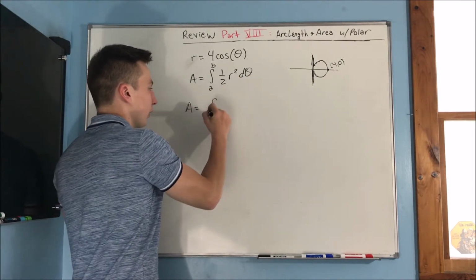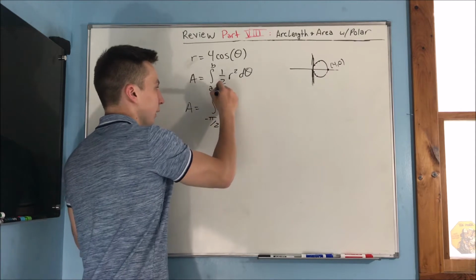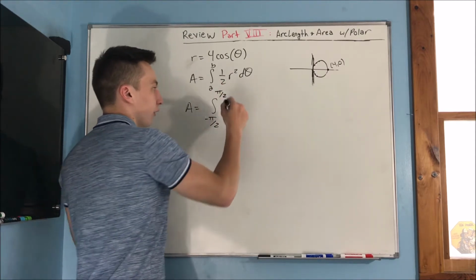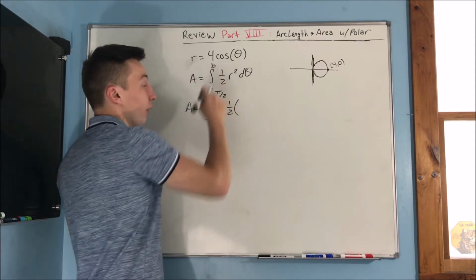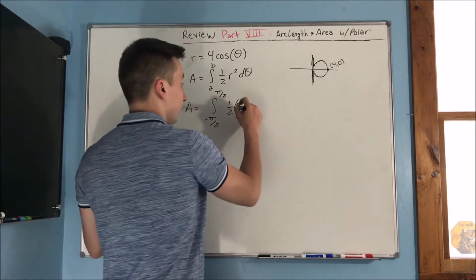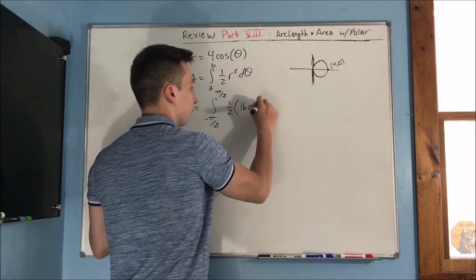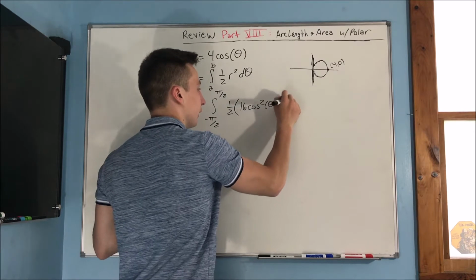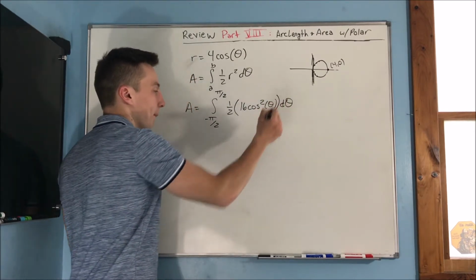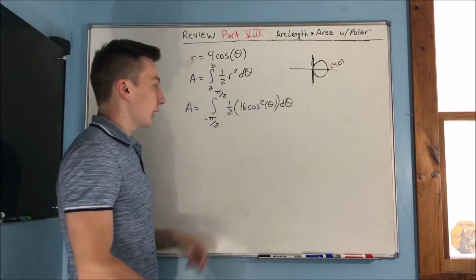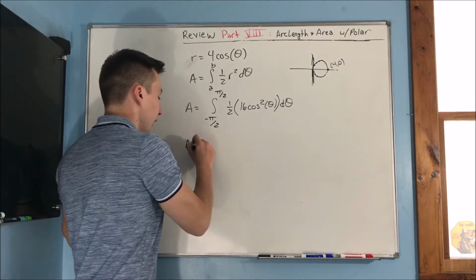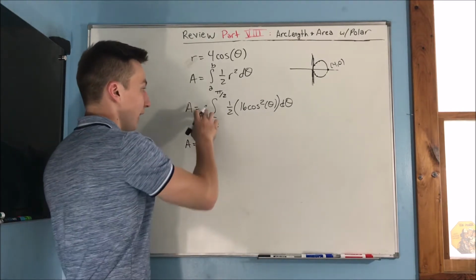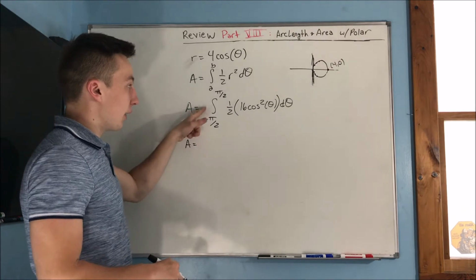Area is going to equal the integral from negative pi over 2 to pi over 2 of 1/2 r squared. Well, that's just going to be 16 cosine squared theta, and then we have a d theta there. We pull out the 16, pull out the 1/2, and we get area is equal to, this will just be 8 on the outside.